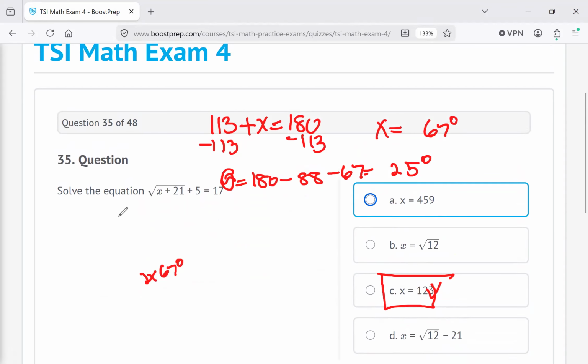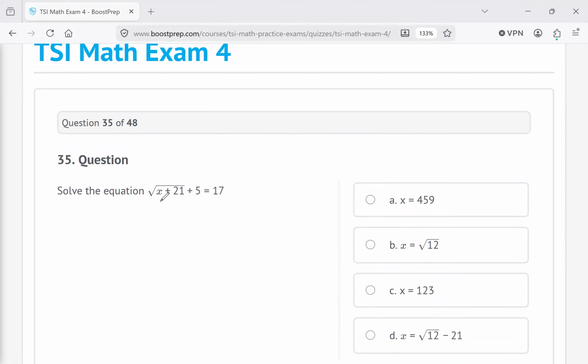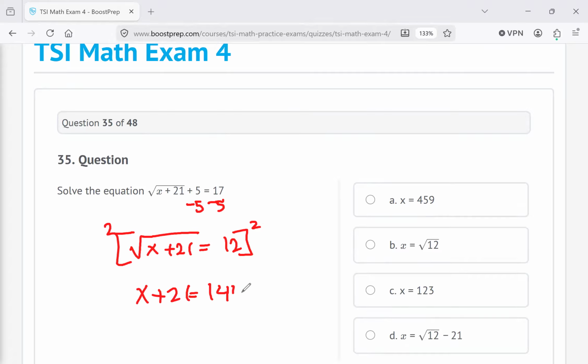Okay, this one, solve the equation. We have radical x plus 21 plus 5 equals 17. We'll just subtract 5 on both sides. So we get square root of x plus 21 equals 17 minus 5, which is 12. Then you're going to square both sides. So we get x plus 21 equals 144. And subtract 21. You get 144 minus 21, which is 123.